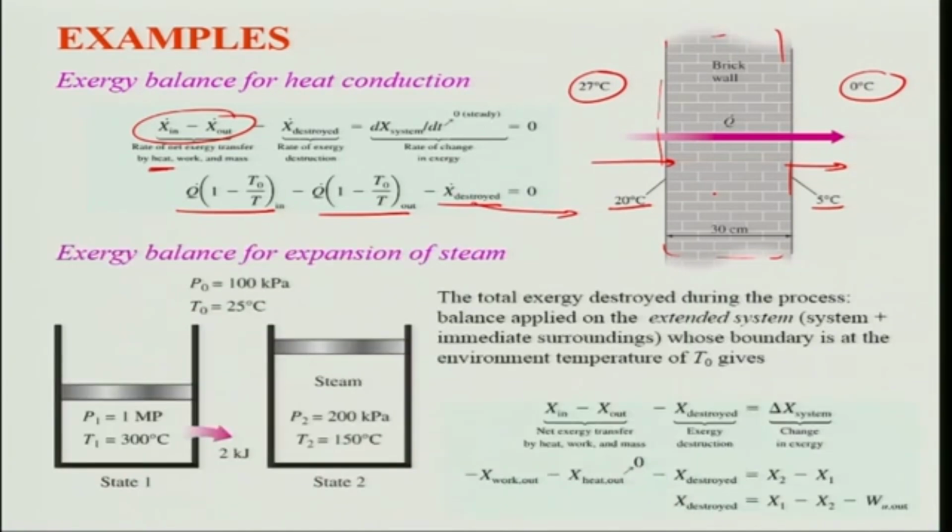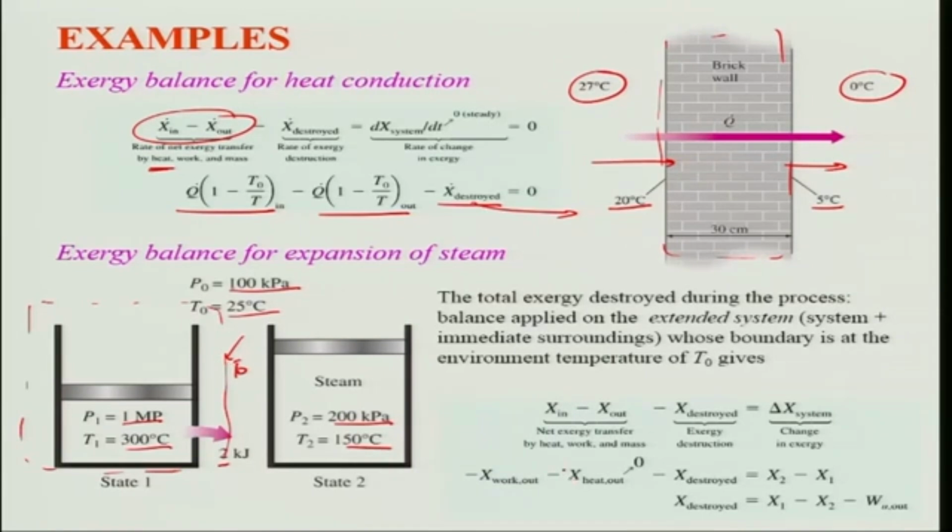Now you can take another exercise, which is the expansion of steam. Here you have a piston cylinder device where the initial state is given and the final state is given, and what is being asked is to find the total exergy destroyed. The total exergy destroyed would also include the immediate surroundings, because your outside temperature is T0 and P0 is 100 kilopascal and 25 degrees Celsius. So if you include the surroundings, the temperature difference at the boundary of this immediate surrounding would become your T0.